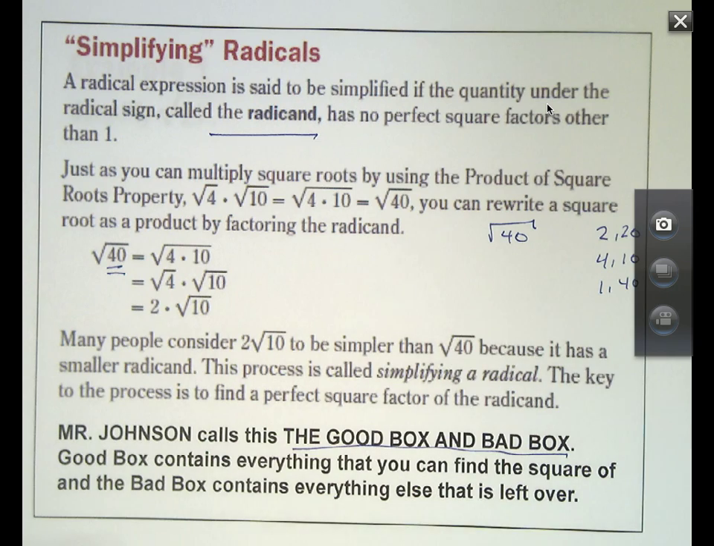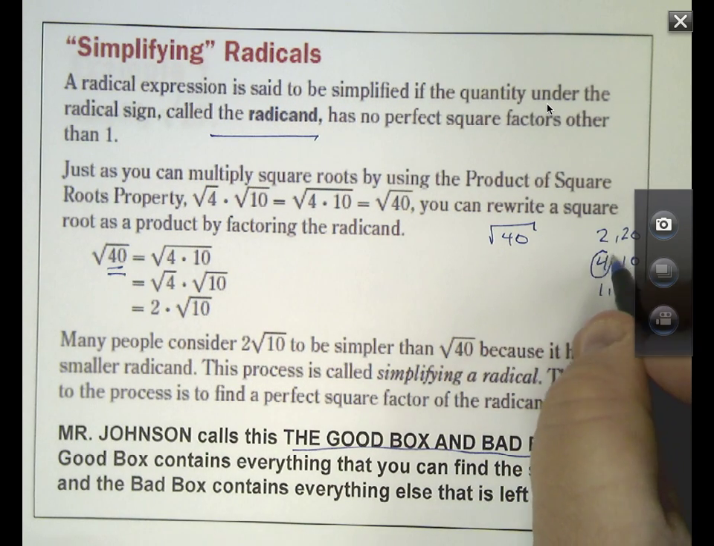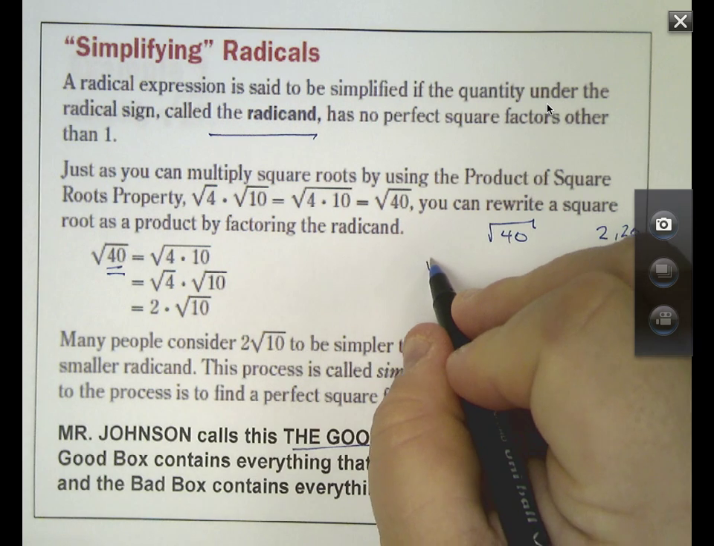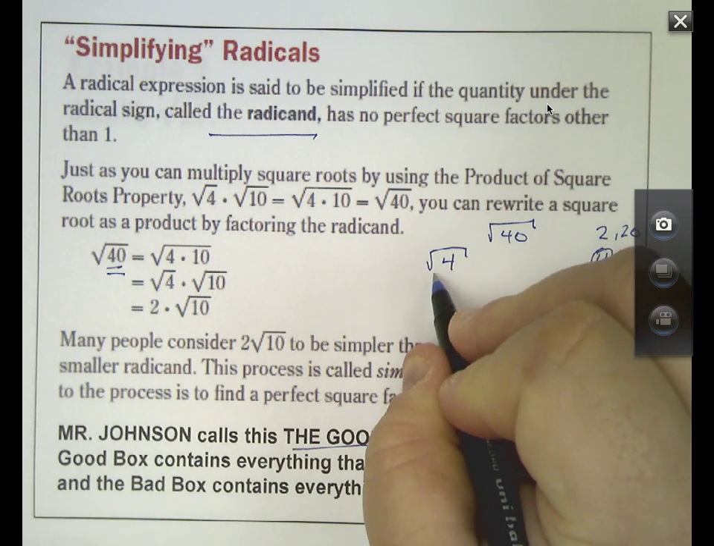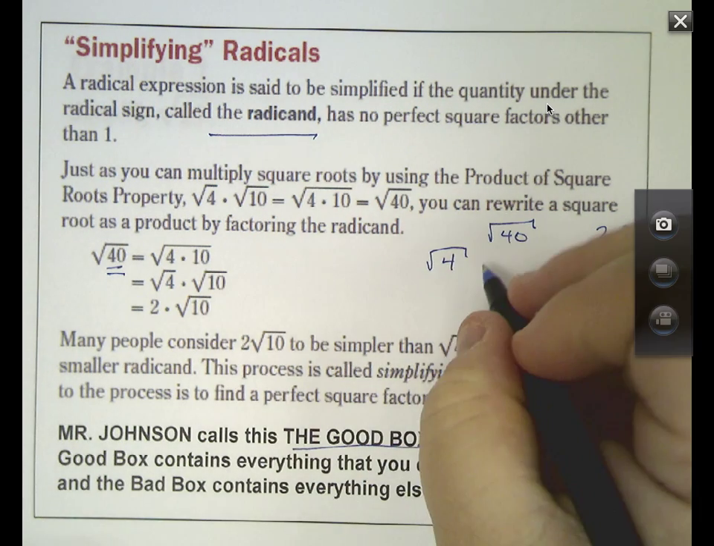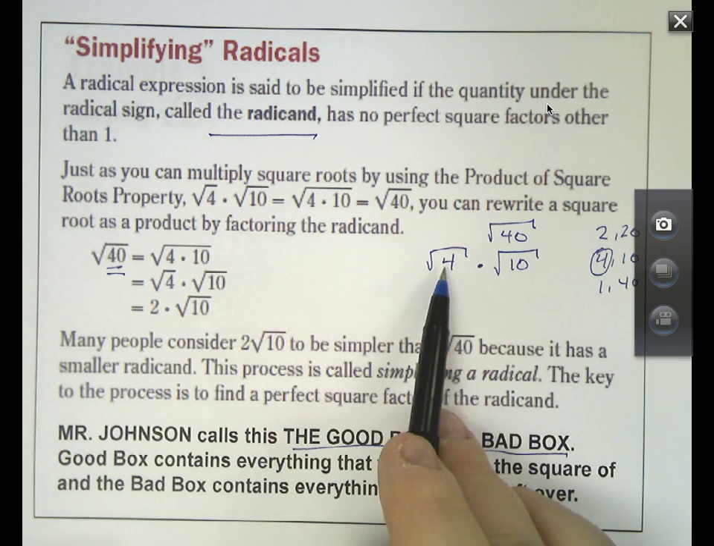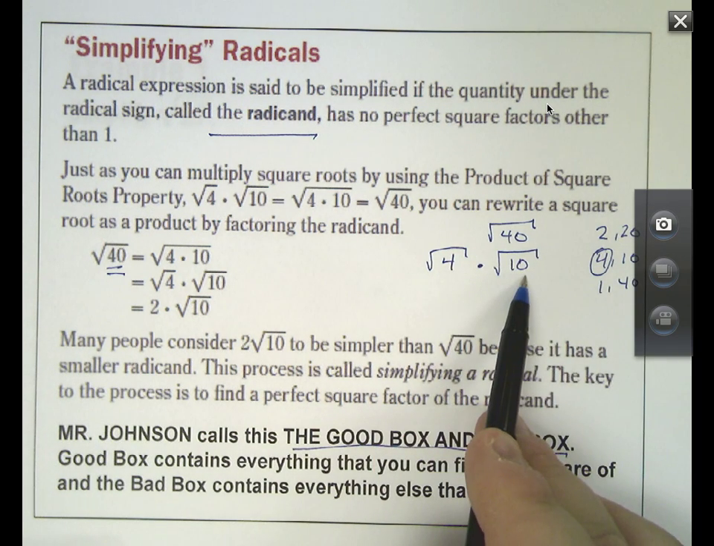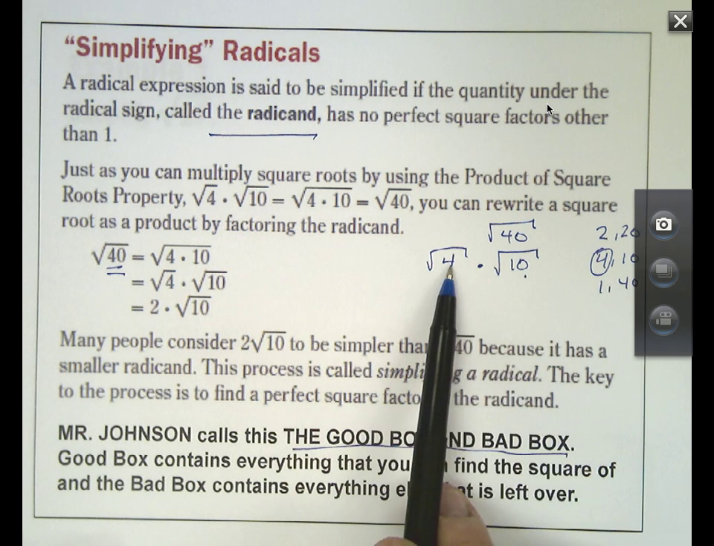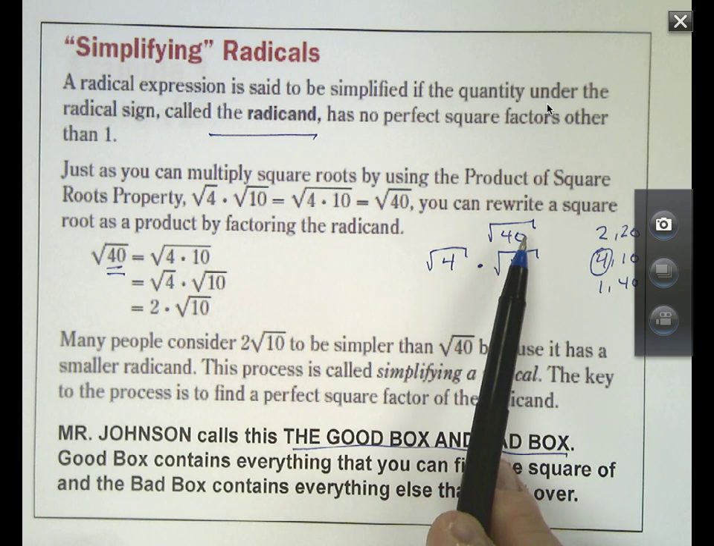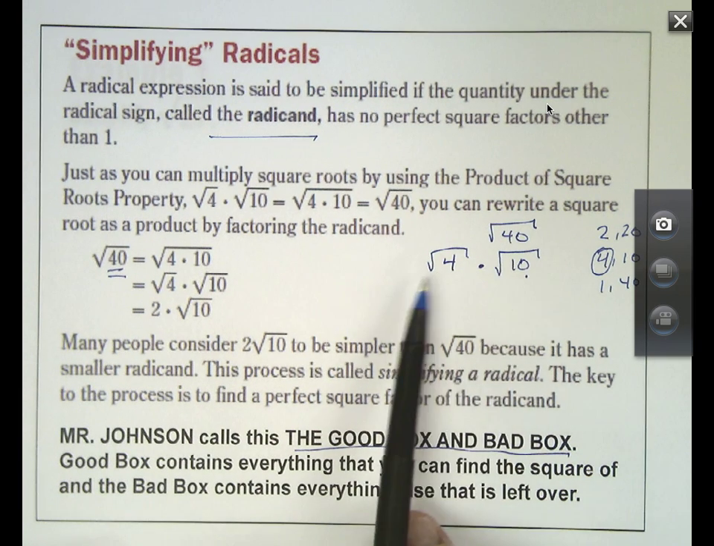Then he asks himself, which one of these numbers has a square root? Well, the 4 has a square root. So, the square root of 4 goes into the good box. The square root of 10 goes into the bad box, because I can find the square root of 4. I cannot find the square root of 10. Okay? Notice how 4 times 10 still gives me 40.